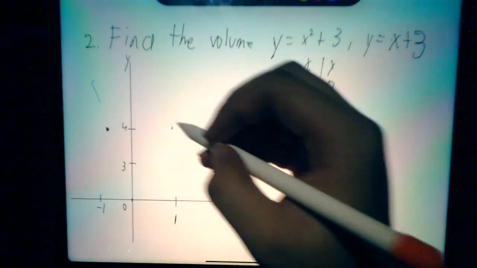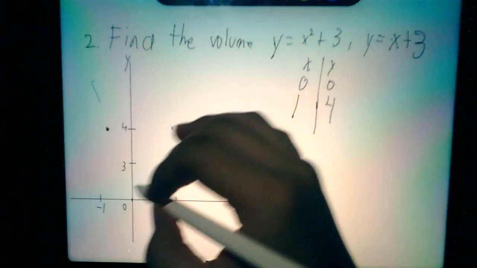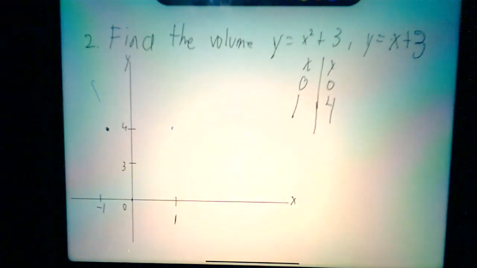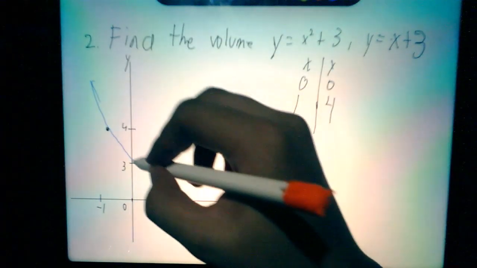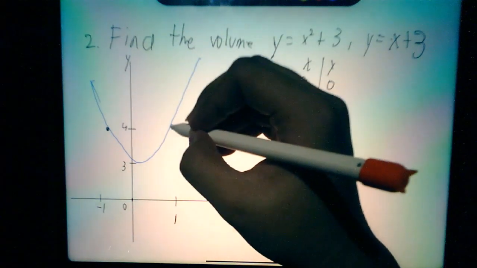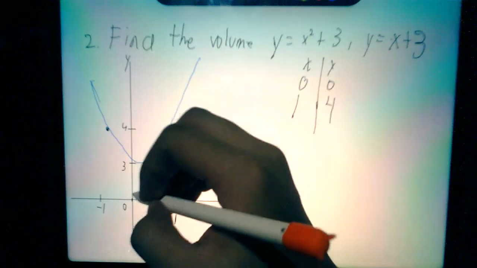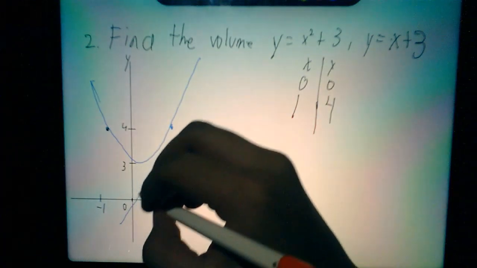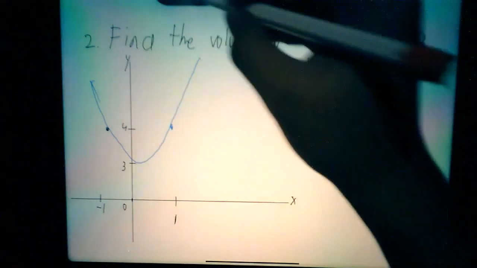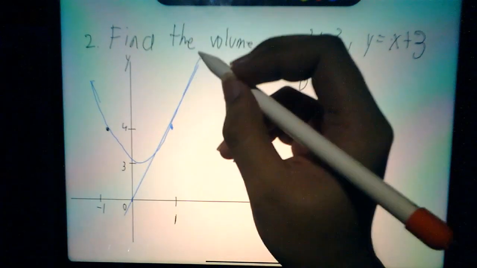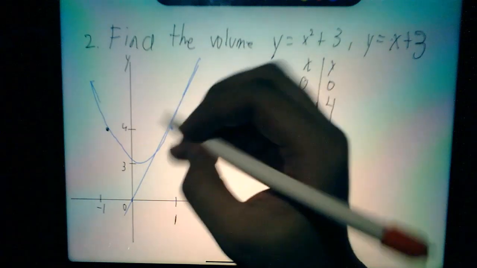This 1. Then we are going to this part, and our x here, our line is 1 and 4. So 1 and 4. Our area of interest will be here.